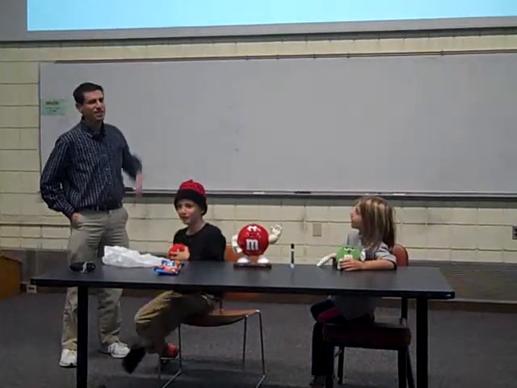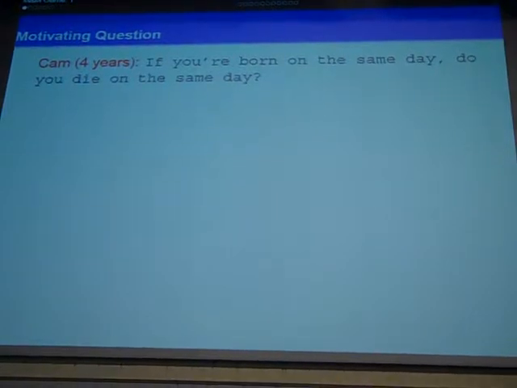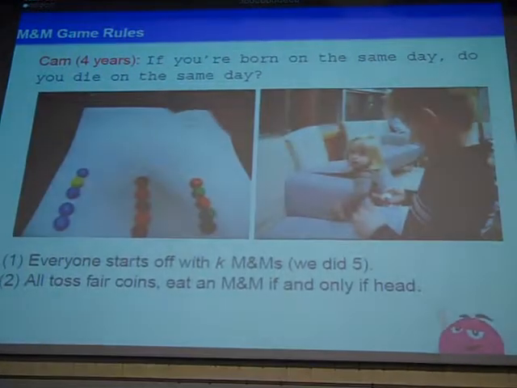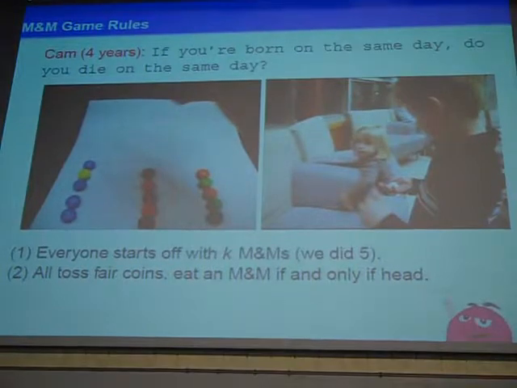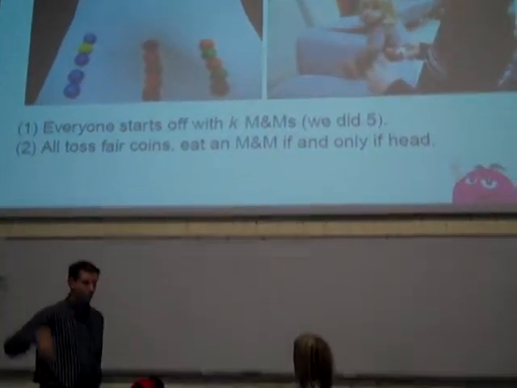So when Cameron was 4, he asked me this question. He was 4 and Kayla was 2. And the question was how to explain randomness to a 4-year-old and a 2-year-old. So Kayla, do you want to describe the game? Quickly describe the game. Everyone starts out with 5 M&Ms.